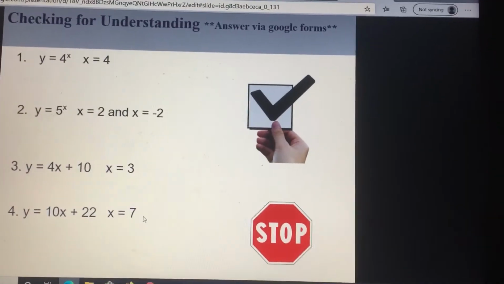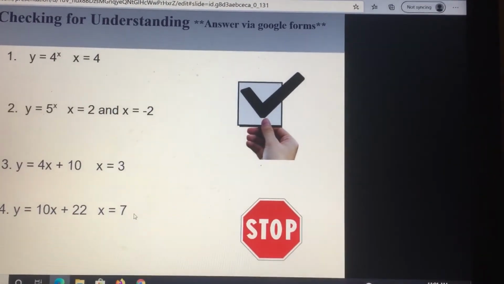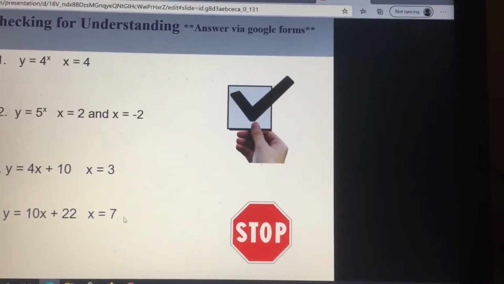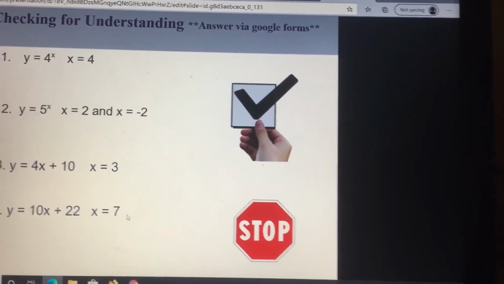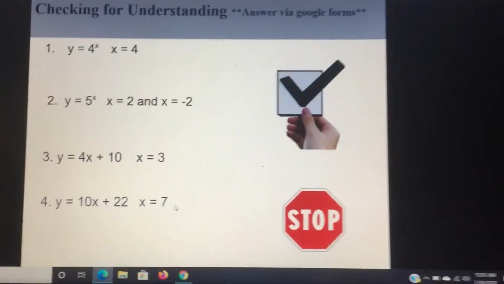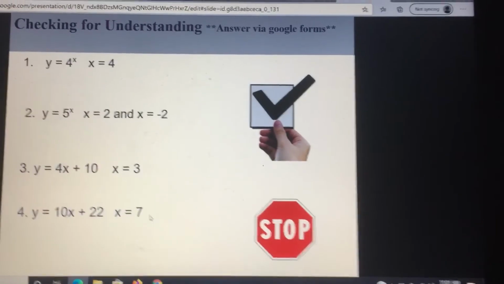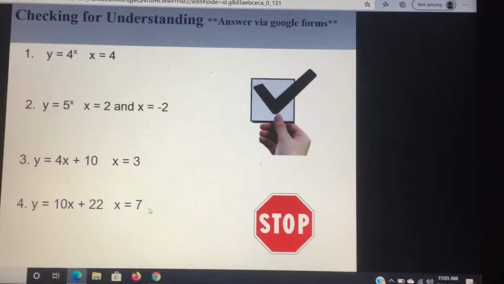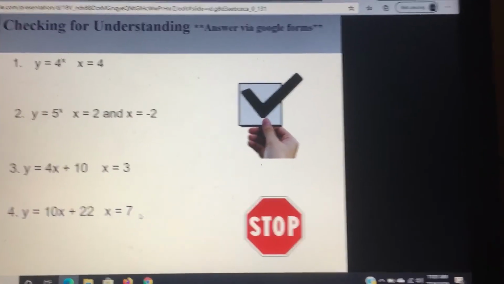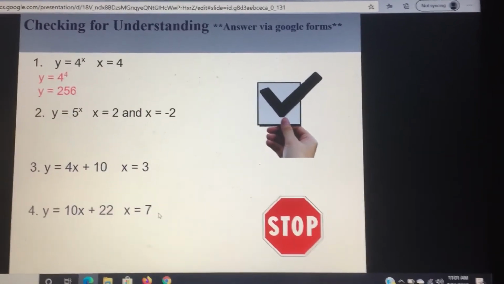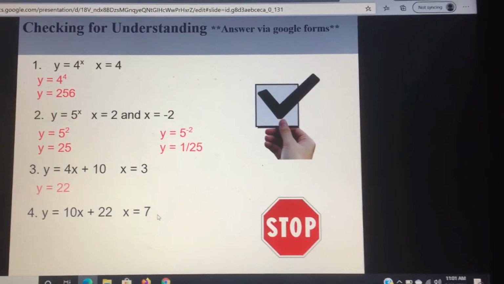All right, now we're going to check for some understanding. Again, use your Google Forms. You can submit your Google Forms so I can put this down for participation. Y equals 4 to the x, where x equals 4. As you'll notice, the first two equations are exponential equations, whereas the bottom two are linear equations. Okay, you can check your answers.